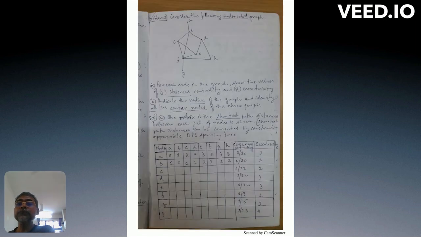We take a more complex example which has A, B, C, D, E, F, G, and H. For this graph, as you can see in the slides, we compute the closeness centrality and eccentricity. If you see the below table, the eccentricity values of A, B, C, D, E, F, G, H are respectively 3, 2, 2, 3, 3, 2, 3, 3, as you can see in the table.